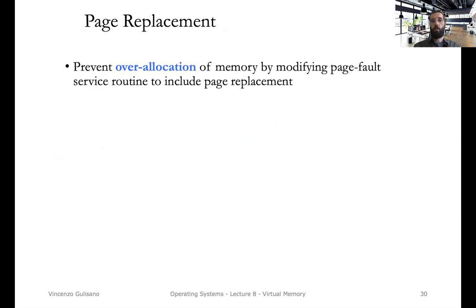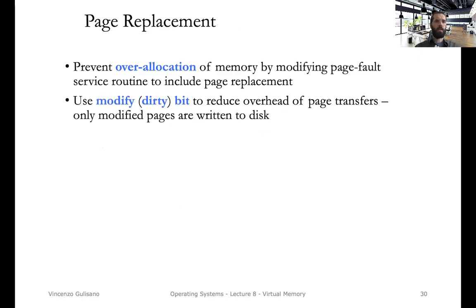So the idea is that you want to prevent over-allocation of memory. So we need to modify the page fault routine, because now it becomes more complex. It's not just a matter of finding the page and putting it in a frame. It might also be a matter of deciding which frame should be first emptied, taking the page that it contains and putting it back to swap space or to the disk, and then loading the page.